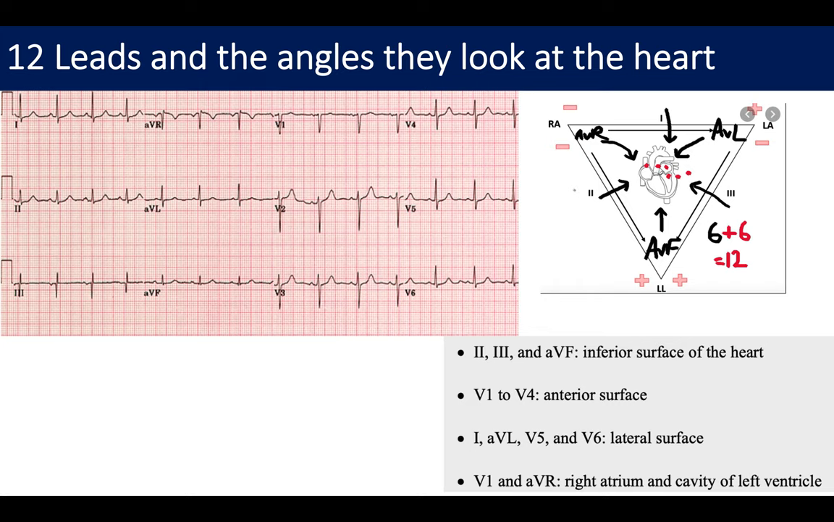V1 to V4, on the other hand, are the precordial leads, dotted as the red ones.